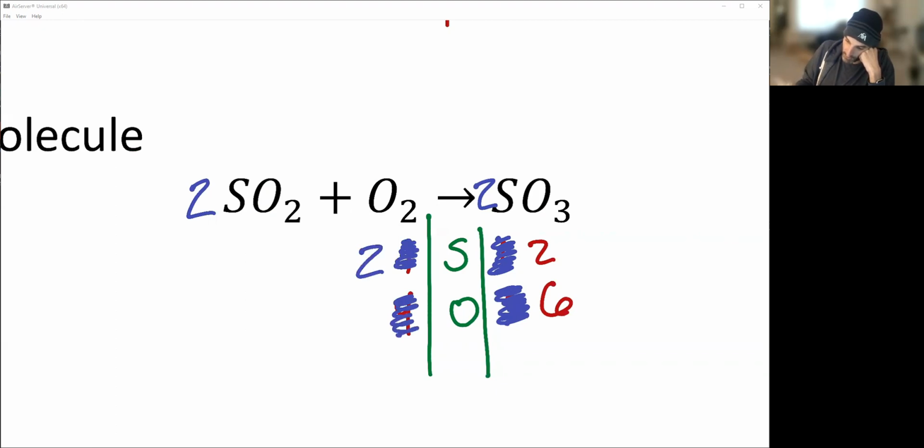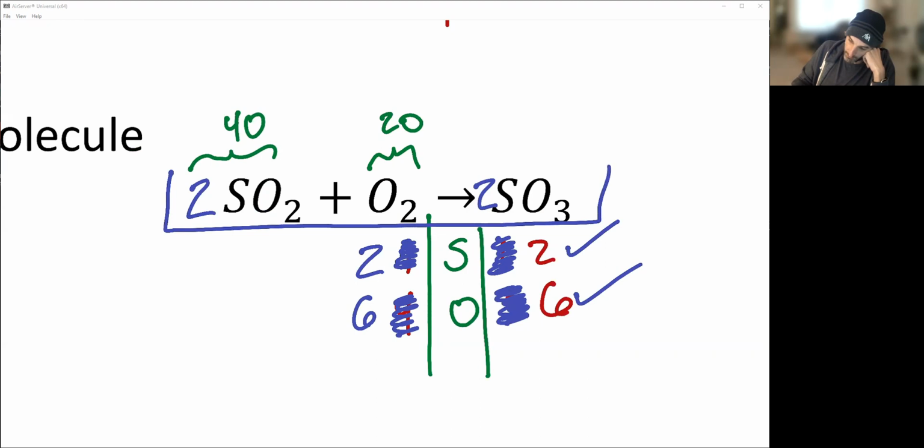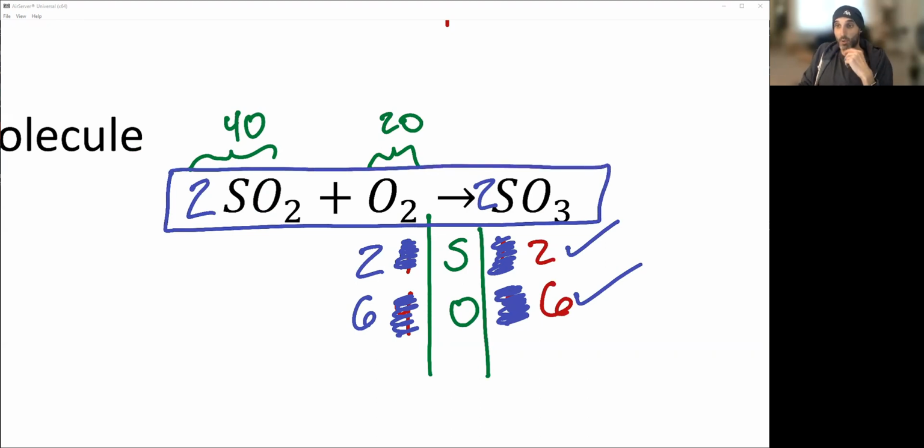I now have 2 sulfurs, and here's where the counting matters: in this one I have 4 oxygens and here I have 2 oxygens. And I think we're in good shape. We have 6 oxygens here, and that checks out. This thing is balanced as written. So good. I didn't even need to add anything in front of the O2, but if I needed to, I could automatically do that. So we're in good shape here.